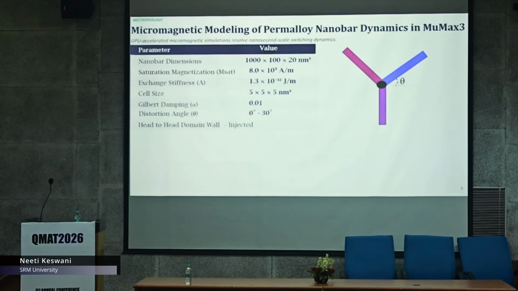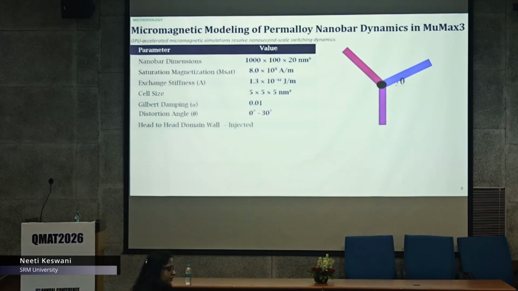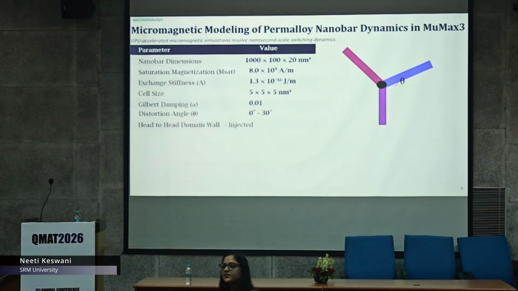Okay, regarding the micromagnetic modeling, I've already told you we'll be using mumax. Let's understand a bit of things, because here the nanobar dimensions would change a lot of things, so it is important to understand what parameters we are using. I've used a 1000 nanometer disk with 100 nanometer width. Since we are using a permalloy nanobar, we use these parameters, and the damping was kept at 0.01.